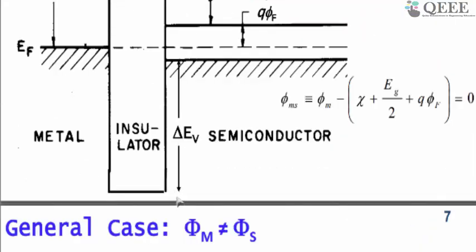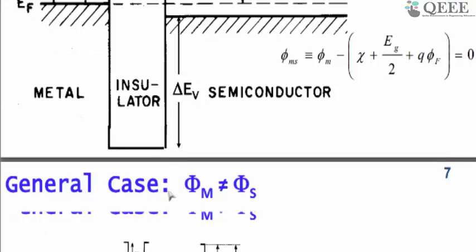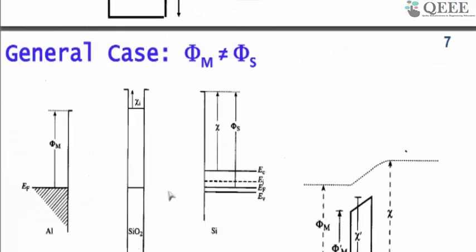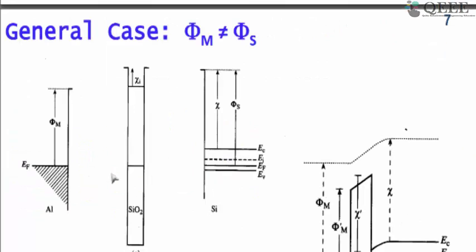So then we need to look at a general case where the metal work function and semiconductor work function are not matched. In such a case, again we are taking such a system. This is the metal side, and this is the work function from the Fermi level to the vacuum level. This is the oxide, with its band gap, and this is the electron affinity of the oxide.